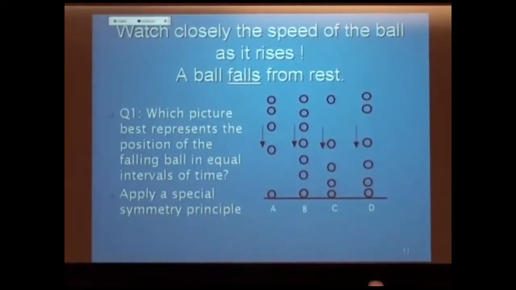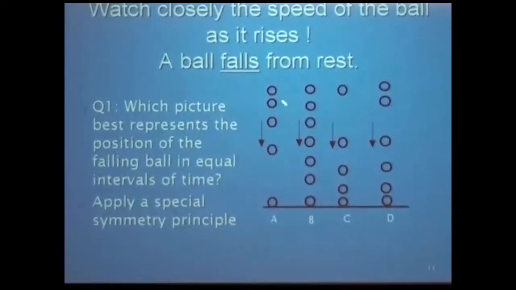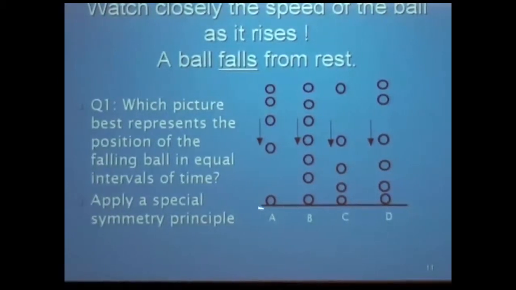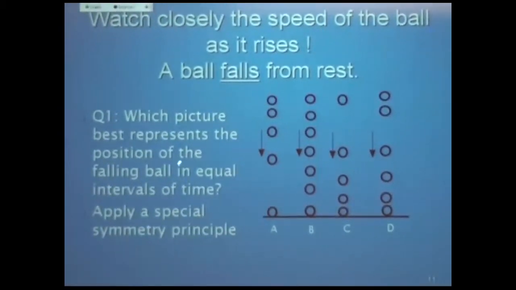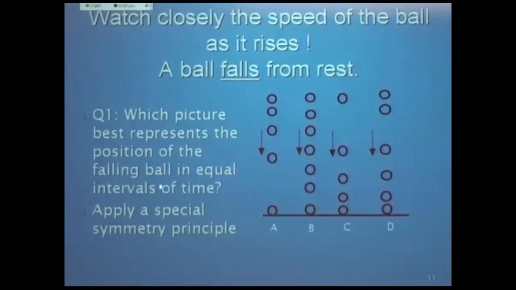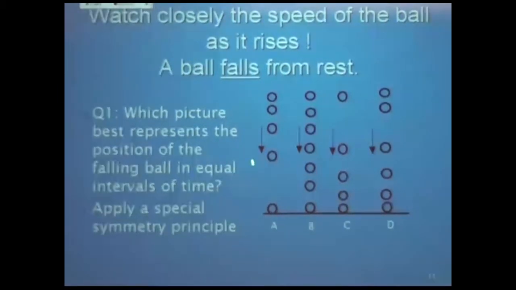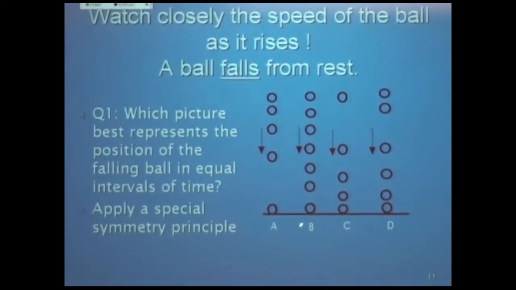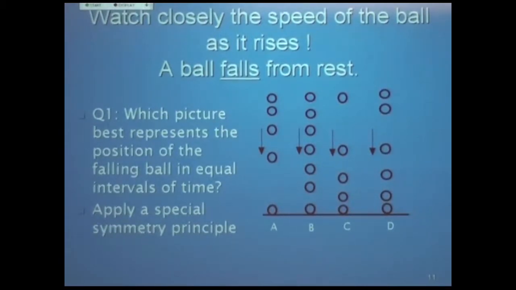What I want you to do is pick which of these pictures properly represents the position of the ball as it falls in equal intervals of time. So if these were, say, 1/10 of a second, these would be the positions of the ball every 1/10 of a second. In order for you to figure that out, you should have watched carefully what I did and now apply some symmetry principle to pick the right picture.